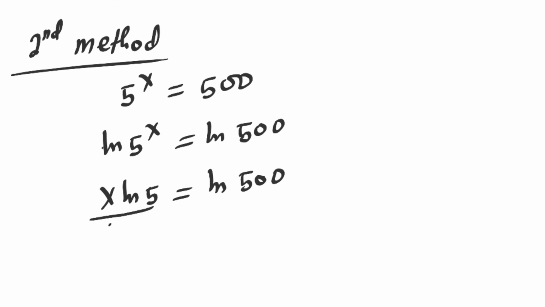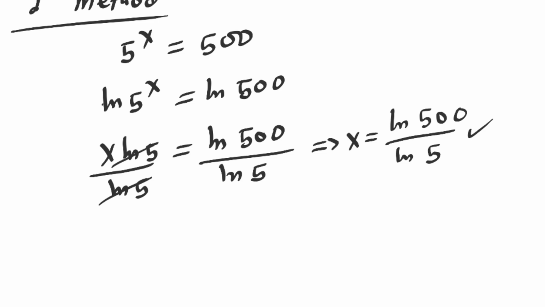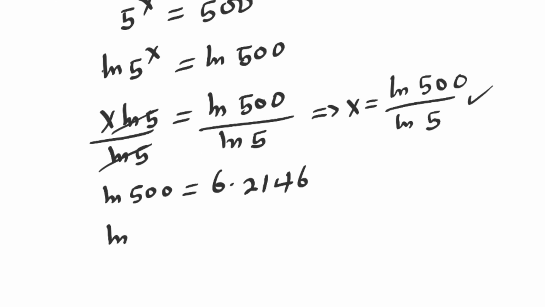Let's divide both sides by ln of 5. This ln of 5 cancels this ln of 5. This is the same thing as x is equal to ln of 500 over ln of 5. From here, you may use your calculator directly. Now, ln of 500 is equal to 6.2146. Then ln of 5 is equal to 1.6094.